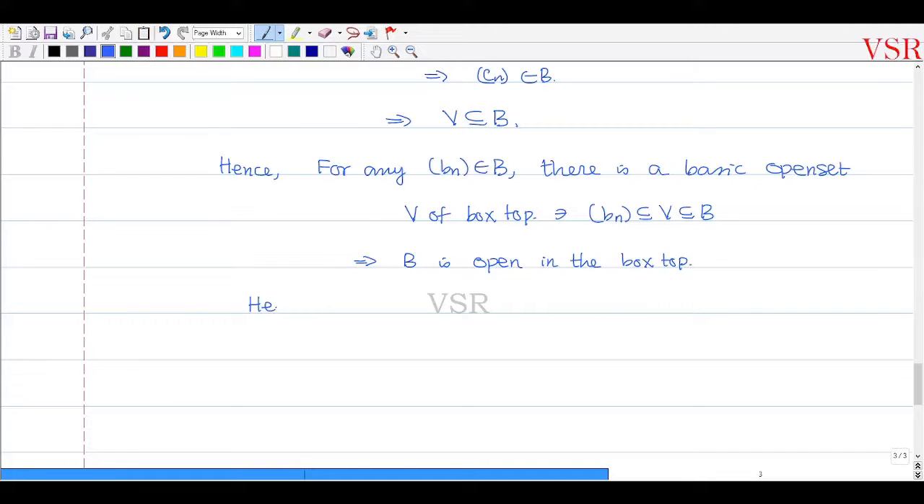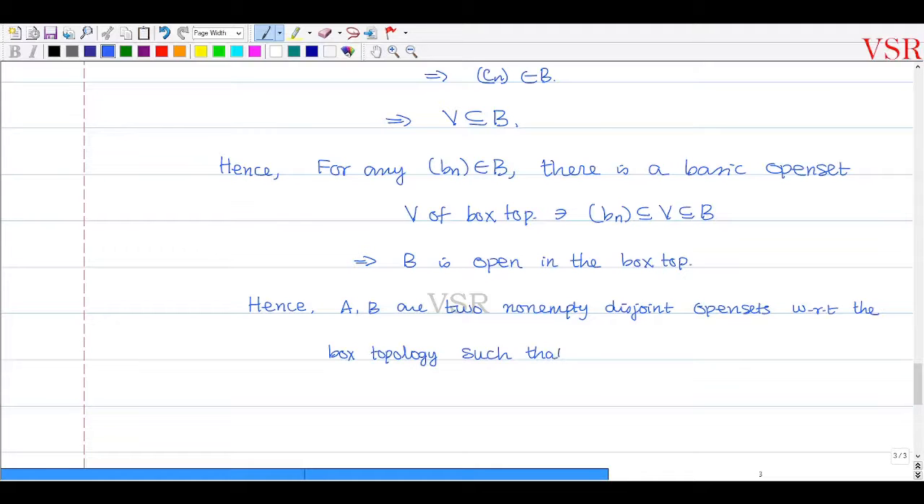Hence capital A comma B are two non-empty disjoint open sets with respect to the box topology such that R omega is equal to A union B. So this implies that R omega is not connected with respect to the box topology. Thank you.